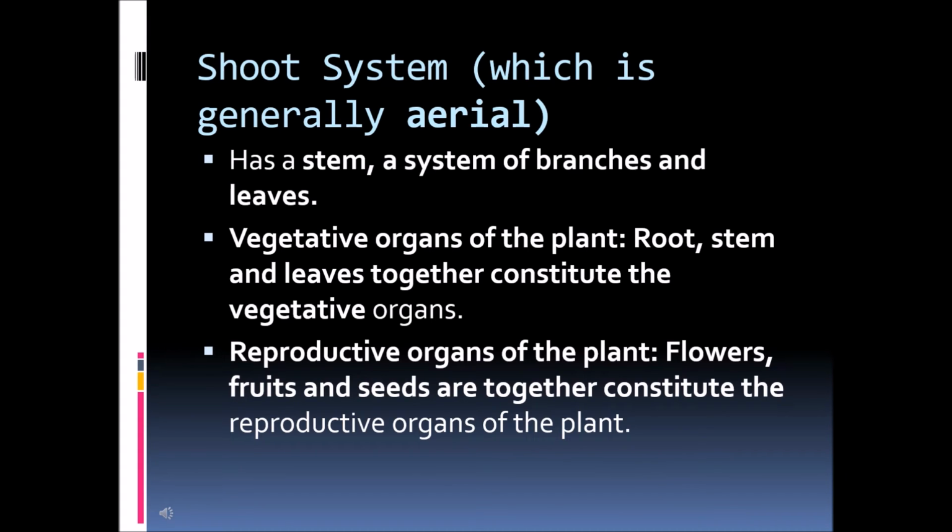And reproductive organs means the flowers, fruits and seeds. They are called reproductive organs because they take part in the process of reproduction, whereas the vegetative part is like a somatic body cell, that is, the outer part of the plant, but it does not involve any reproduction.